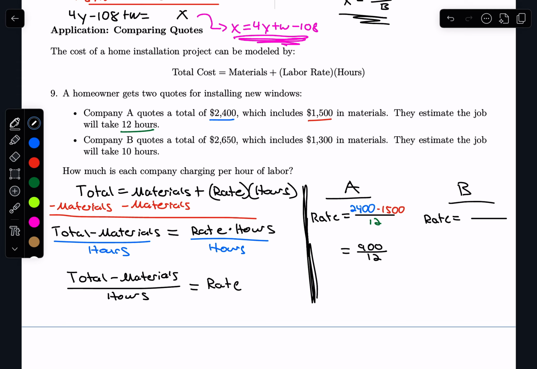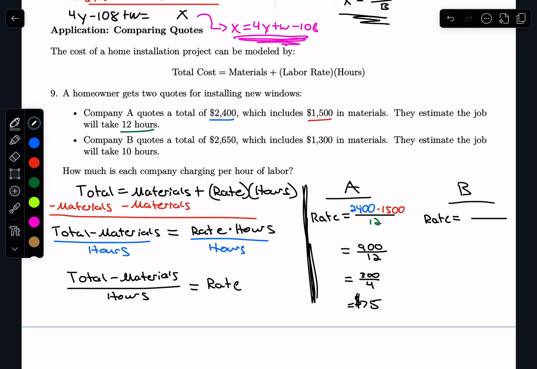You're more than welcome to simplify that fraction however you want. In my head, I look at it and I say, well, I know 900 and 12 are both divisible by 3. So in my head, I go, okay, let's simplify to 300 over 4. And then I know 300 is divisible by 4 because the last two digits are divisible by 4. So I just actually divide now and get $75 as my answer.